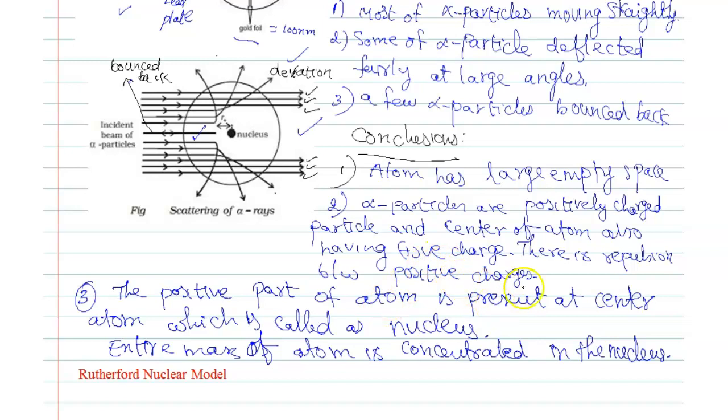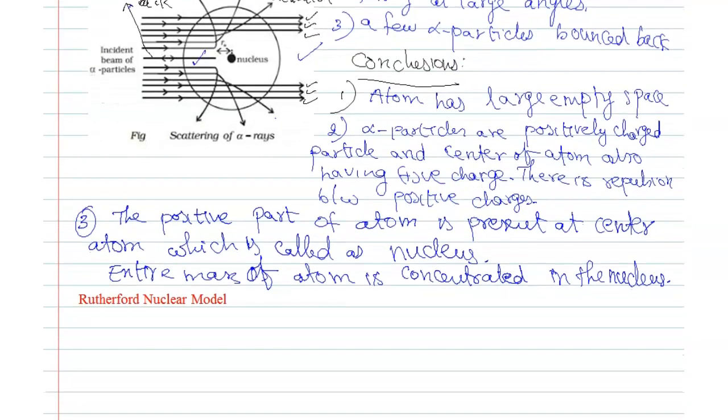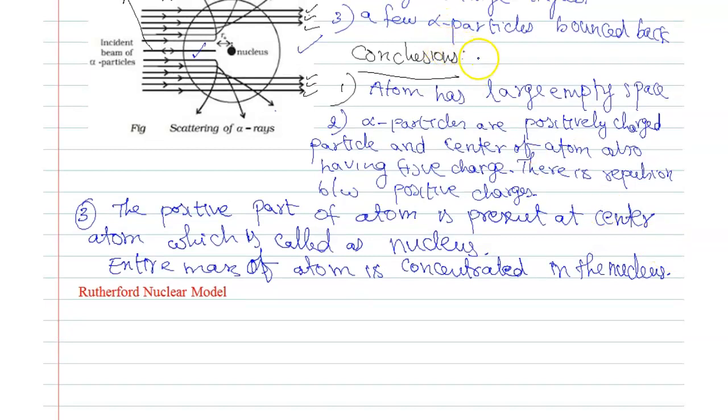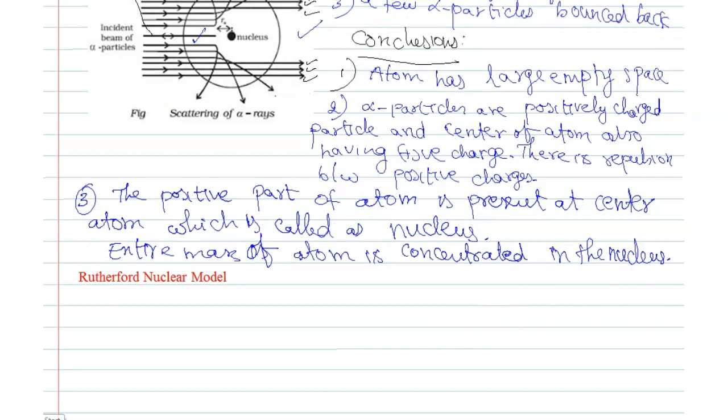So these are the three conclusions, students. Atom has largely empty space, and alpha particles having positive charge, and the center of the atom containing positive charge. Between those positive charges there is a repulsion. So the conclusion is the center has positive charge. That positively charged particle is known as the nucleus. So the entire mass is concentrated at the nucleus. Based on these three conclusions, Rutherford gave a nuclear model.